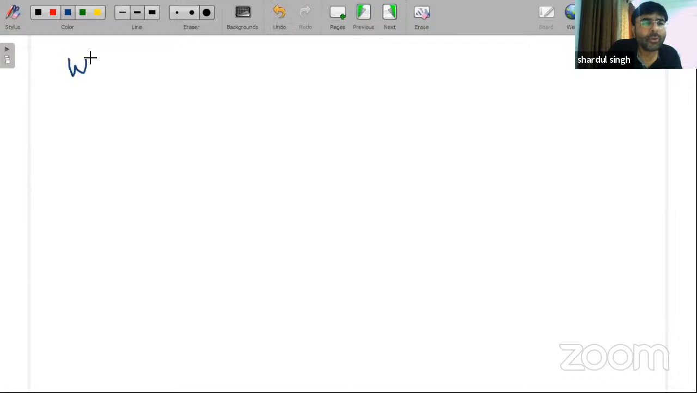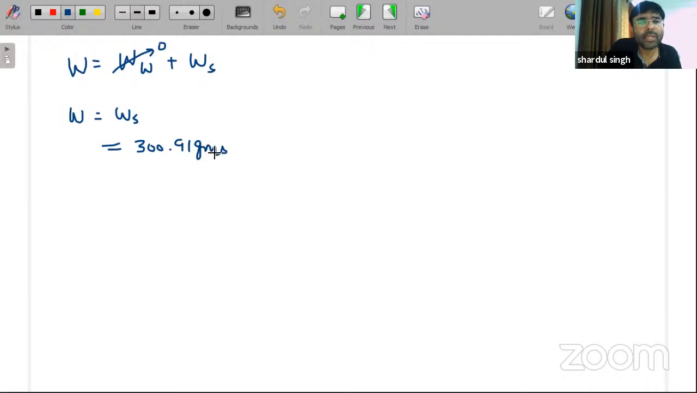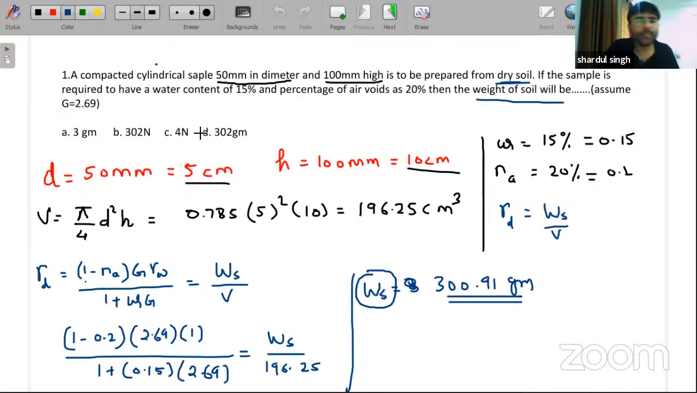See, we very well know that the total weight of the soil is equal to weight of the water plus weight of the solids. Since the water was 0 because the soil was dry, the total weight of the soil will itself be the weight of the solids, and that is 300.91 grams. So the nearest option for this is 302 grams. The correct answer will be 302 grams. Is it okay to everyone?